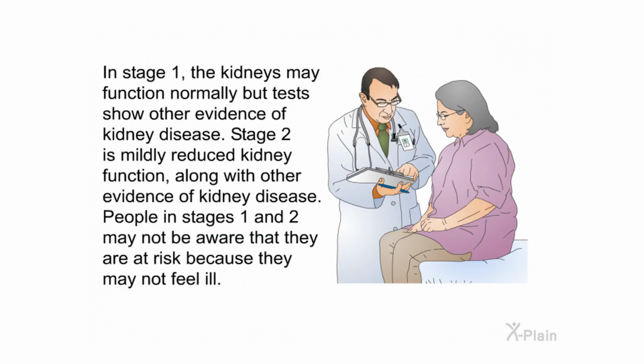In stage 1, the kidneys may function normally, but tests show other evidence of kidney disease. Stage 2 is mildly reduced kidney function, along with other evidence of kidney disease. People in stages 1 and 2 may not be aware that they are at risk because they may not feel ill.